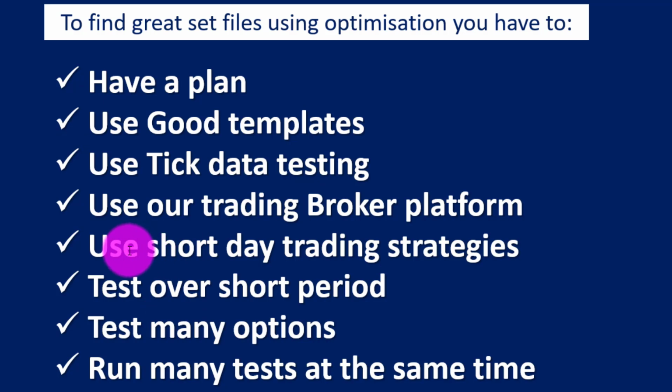And you need to use short-term trading strategies, not these long, continuous trading approaches that have big drawdowns. The short-term ones have much smaller drawdowns. You should test over short periods. You know, traditionally people were testing their settings for a year, or even some were crazy and did it over 5 years. I'm saying test over short periods. I only use 2 weeks to find my settings. But the point is, you have to test many options, and that's part of my plan, which I'll go through.